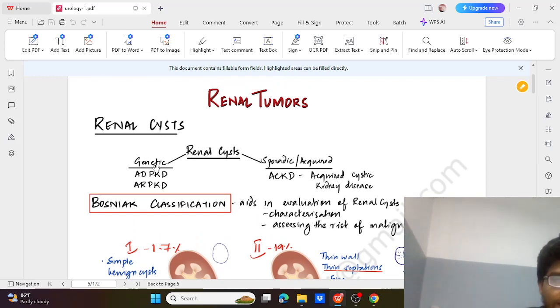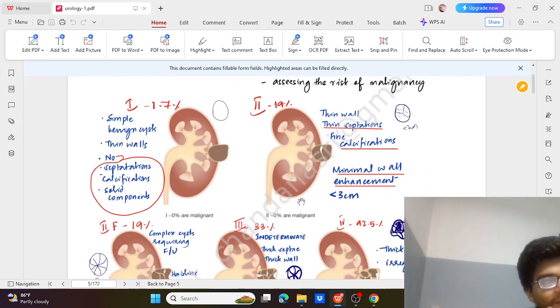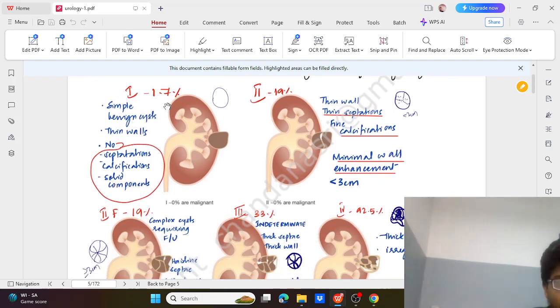Renal cyst can be genetic, that could be ADPKD or ARPKD, polycystic kidney disease, or it can be sporadic or acquired, that is acquired cystic kidney disease. Now you'll see the Bosniak classification which helps in evaluation of renal cyst, along with characterizing and assessing the risk of malignancy. So type 1, which has around 1.7% chances of malignancy. So these have simple benign cysts with thin walls.